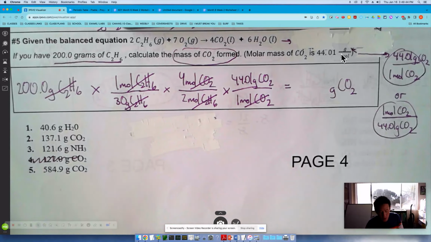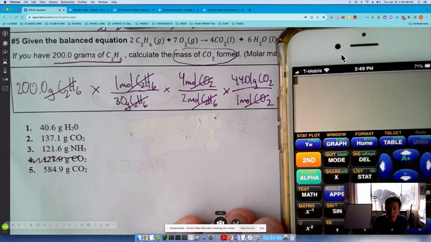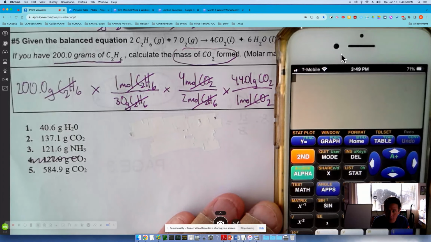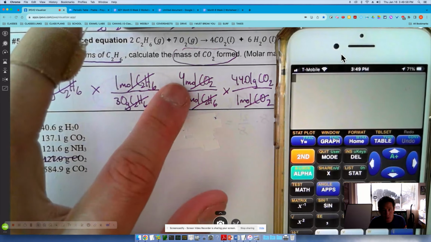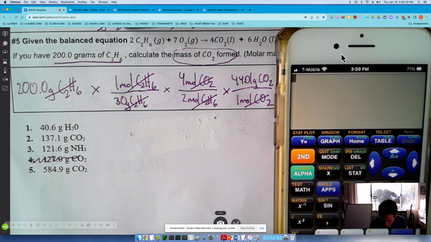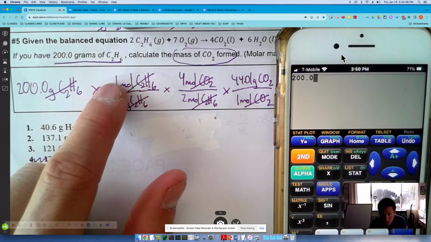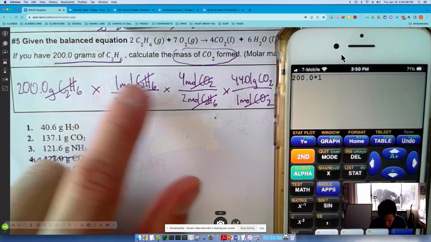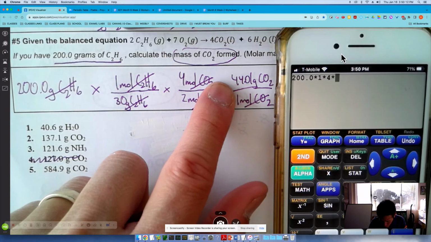Okay, let's go ahead and put this in. If you've been doing these videos in order, congratulations. This is the last problem that you're working on right now. So let's do this. It's 200 times all the top numbers of the fraction first: 200.0 times 1 times 4 times 44.01. Let's put that in one entry in the calculator. 200.0 times 1, that top 1, times 4 times 44.01.